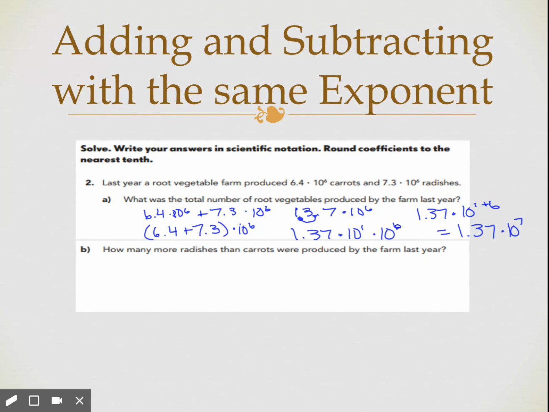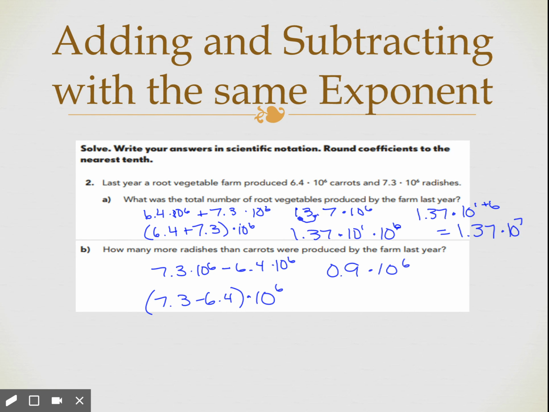In letter B, how many more radishes than carrots? So I'm going to subtract 7.3 times 10 to the 6 minus 6.4 times 10 to the 6. Distributive property again, 7.3 minus 6.4 times 10 to the 6. I'm doing the subtraction in my head. 7.3 minus 6.4 equals 0.9 times 10 to the 6.